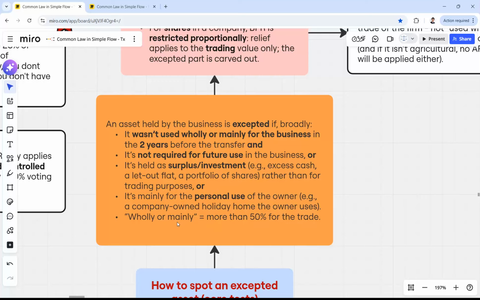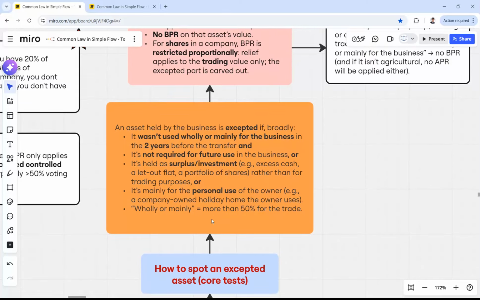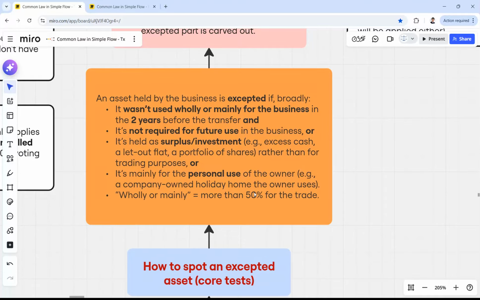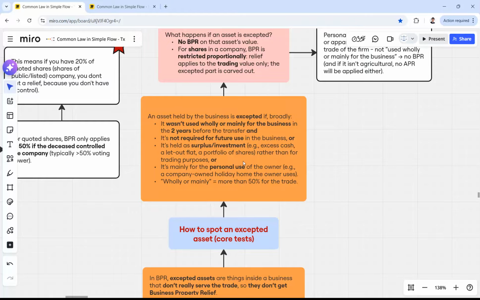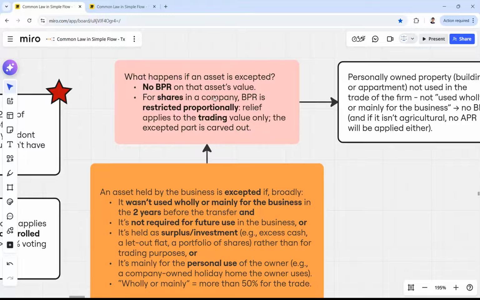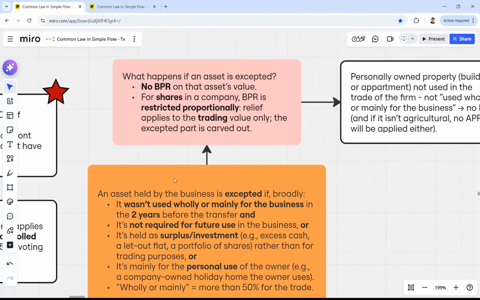Wholly or mainly means more than 50% for the trade. So wholly is when you use it 100%, and mainly if it's more than 50% of the use. So it's something that we have already covered in the previous descriptions. What happens if an asset is excepted? Excepted asset is like a parent name for that, we just need to keep it in mind. No business property relief on that asset's value. So there will be no business property relief on that.